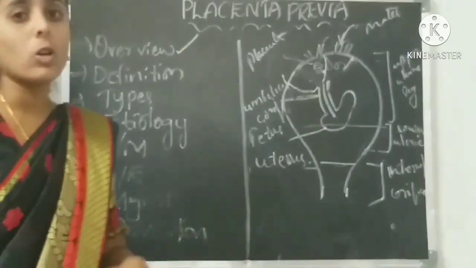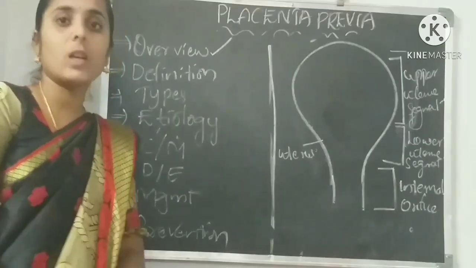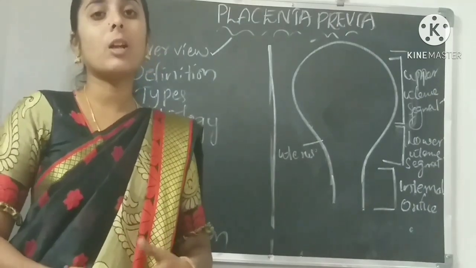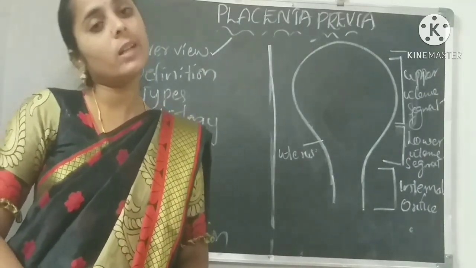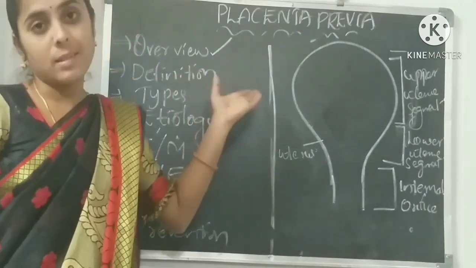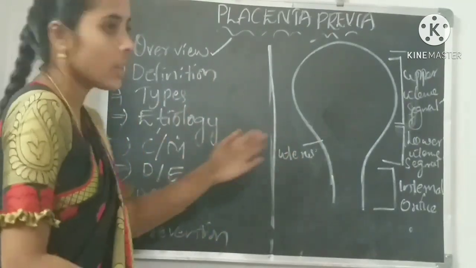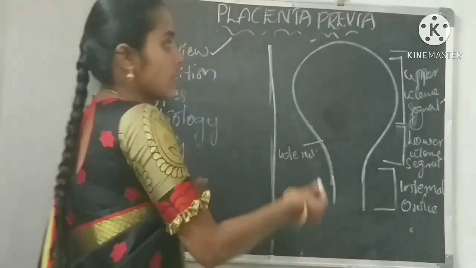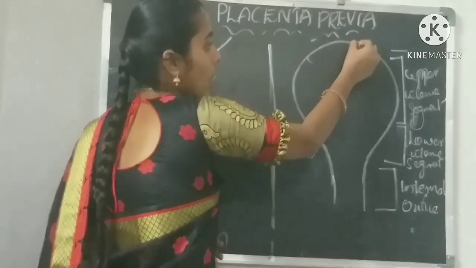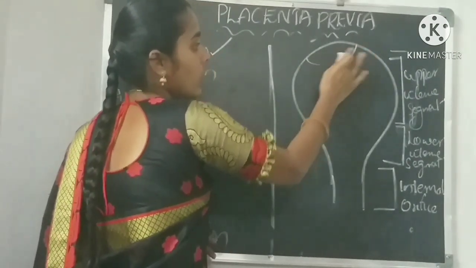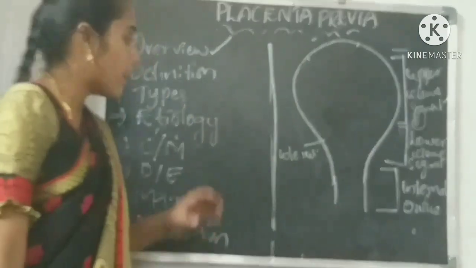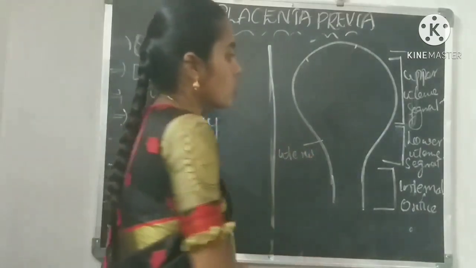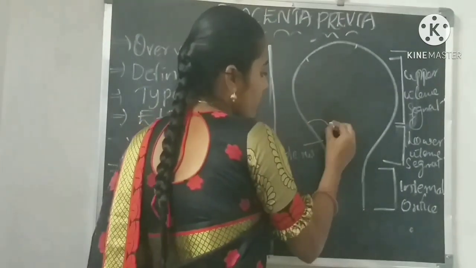So next we will move on to the definition. If the placenta gets implanted partially or completely into the lower uterine segment, then it is called a placenta previa. We will see the diagram. I already said in the overview that the placenta is implanted in the top of the uterus or the side of the uterus. But in case of placenta previa, the placenta is situated in the lower uterine segment here.